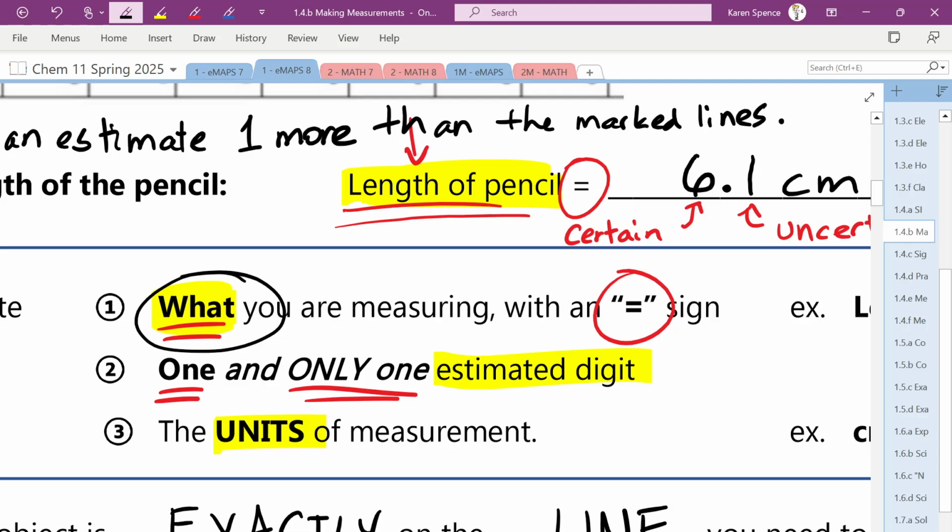Yeah, you need to put the equals and what you are measuring. I'm just going to show you how to shorten it so you don't have to write length of pencil every time, okay? Length can be abbreviated as the letter L, okay?